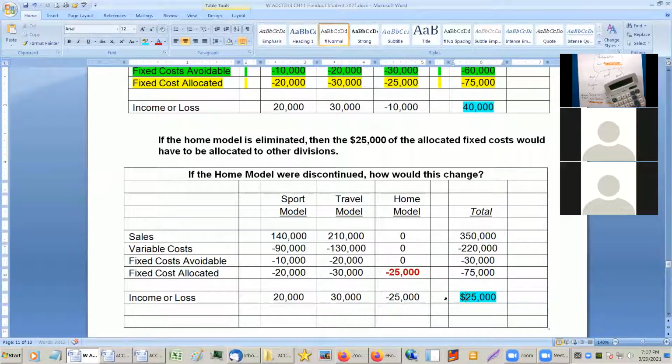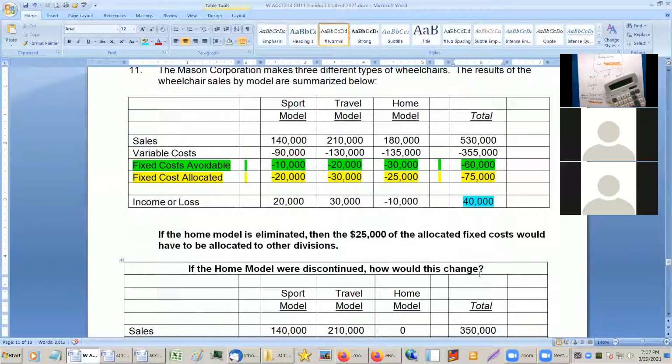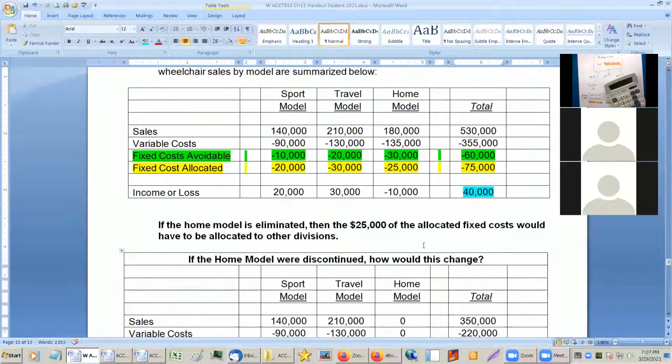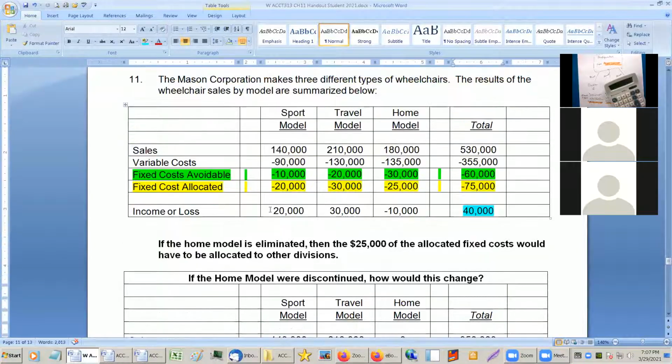You say, I'd rather have 25,000. Really? No, not really. I mean, being facetious. But another way to figure this one out would be to simply eliminate the allocated costs.